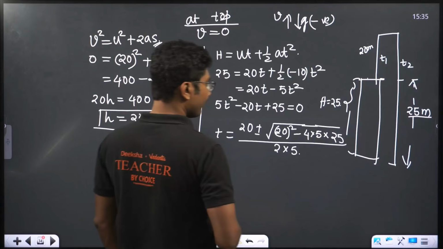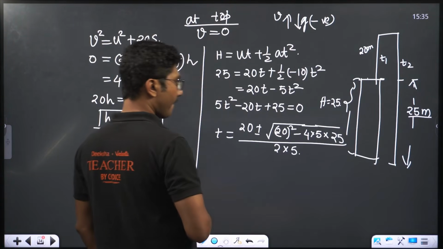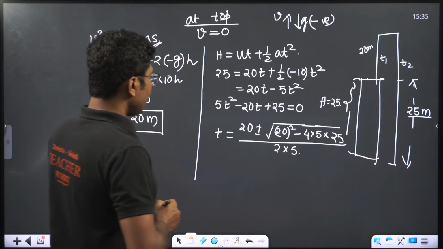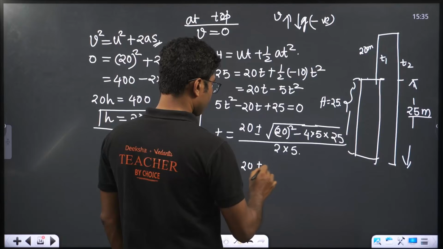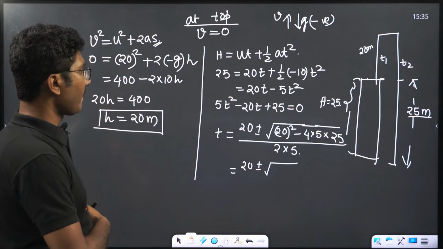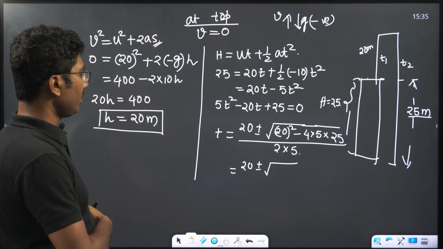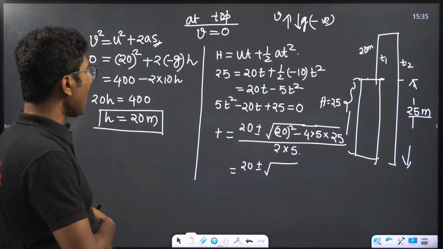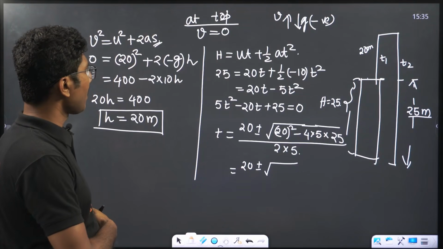Now let's see what value we will get. So it will be 20 plus or minus 400... no, maybe I have made some mistake. Let me check once.